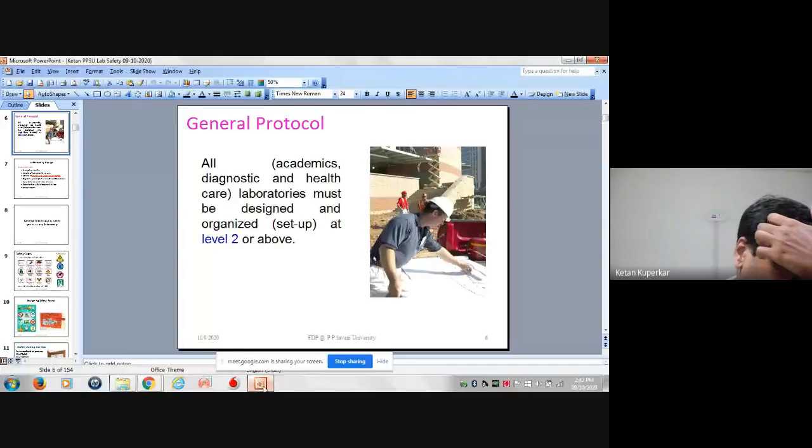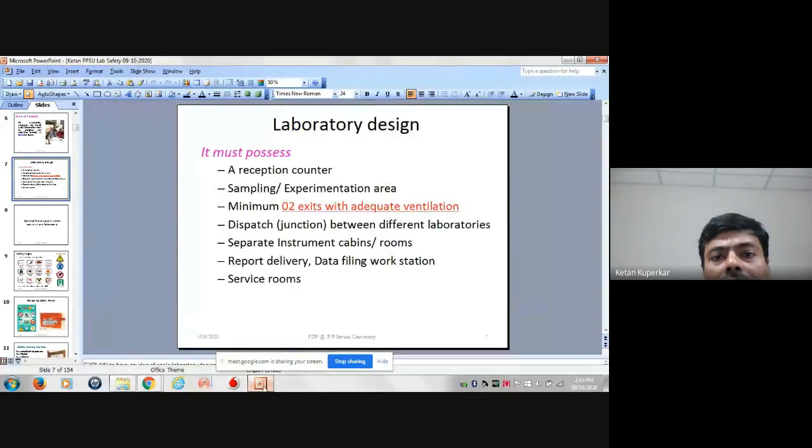The general protocol that every laboratory follows when it is being initiated in terms of infrastructure is a basic setup rule: any sort of laboratory, whether constructed in academics or for a diagnostic or healthcare facility, should be designed at level 2 or above from the ground. You may understand why it is to be set up at level 2, just as a precaution against damage from natural calamities, for example floods.